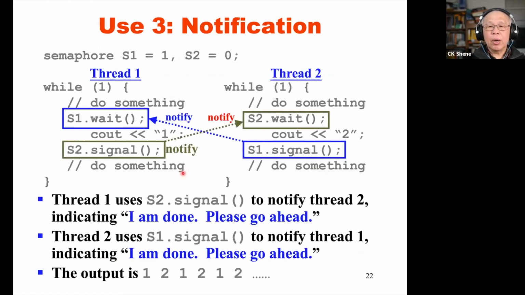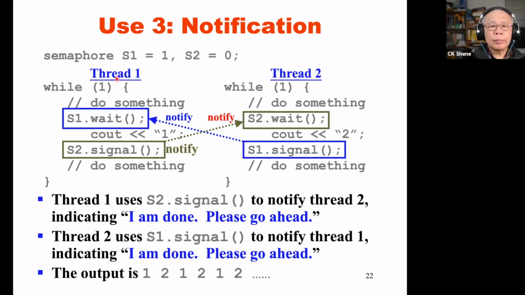Then let's talk about notification. When you use notification, sometimes you need to use your imagination and creativity. Here I use a very, very simple example as a starter. In the next few lectures, we will talk about more examples. So I have two semaphores, S1 initialized to 1, S2 initialized to 0.